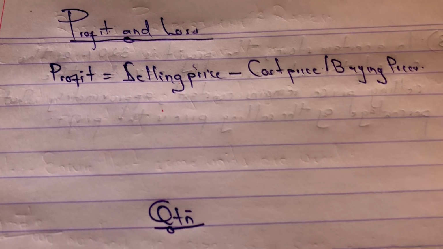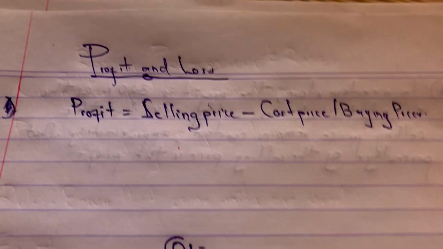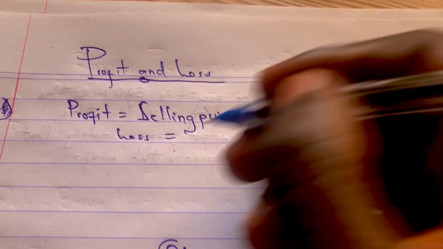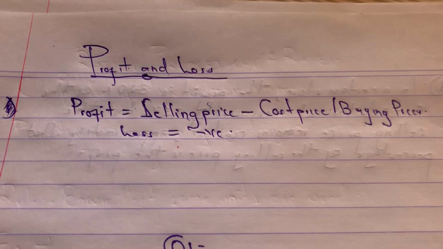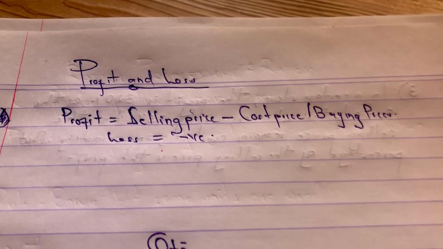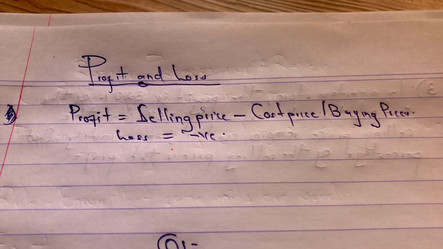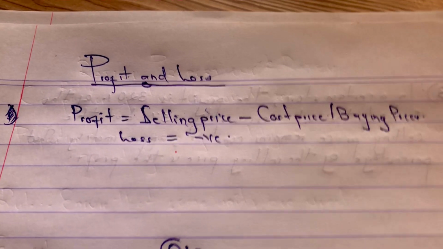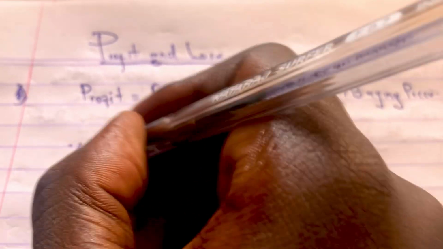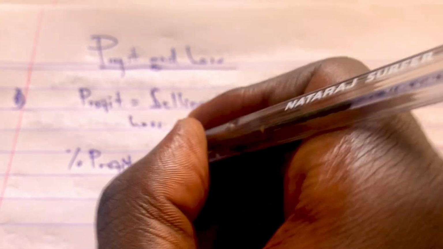So the opposite is a loss. If you get a negative here, you're getting a loss because it means what you've sold your commodity for is cheaper than what you've bought it. You haven't made any money. That's the profit. Then the next one is what we call the percentage profit.